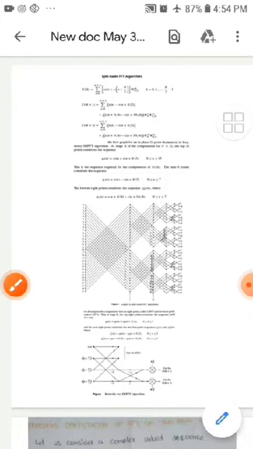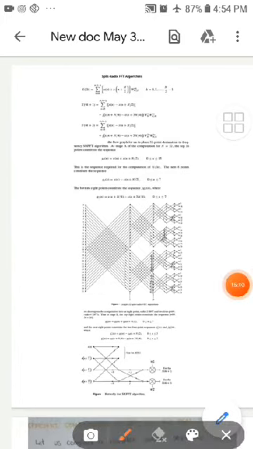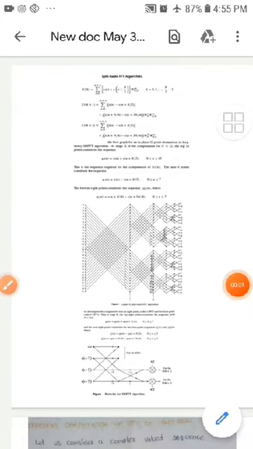Okay, and next is x of 4k plus 3. Next is x of 4k plus 3, in this having x of n minus x of n plus n by 2. x of n minus x of n plus n by 2, x of 4k plus 3.